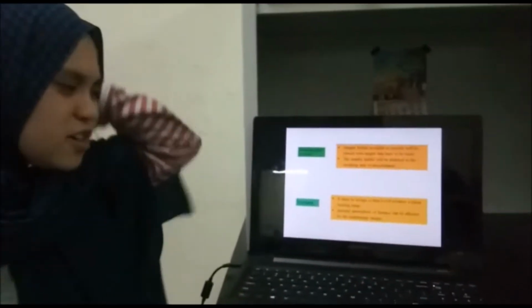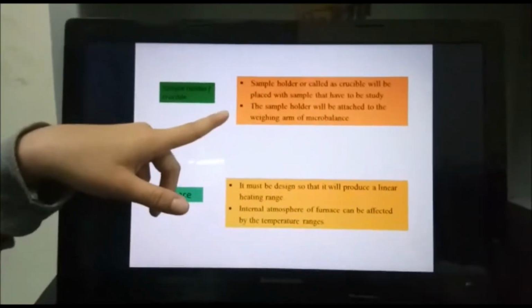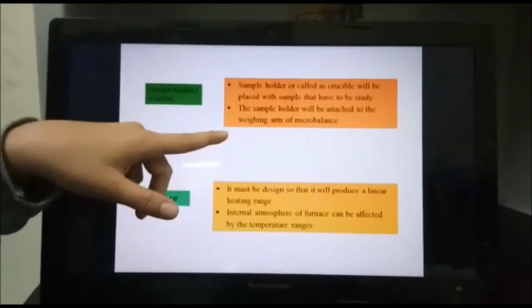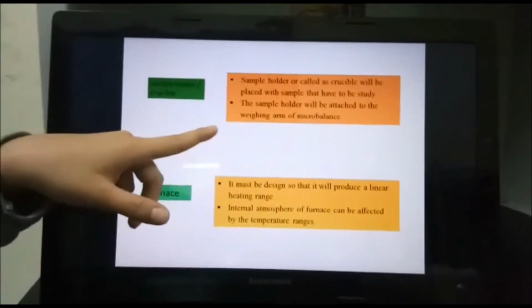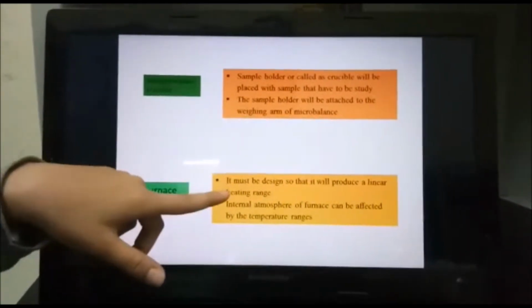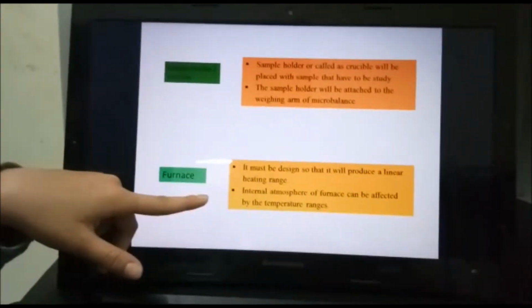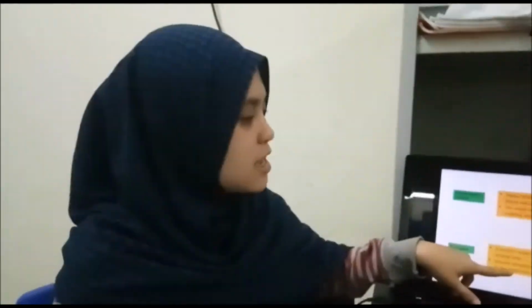And then the sample holder, called a crucible, will be placed with the sample that has to be studied. The sample holder will be attached to the weighing arm of the microbalance. And lastly, the furnace must be designed so that it produces a linear heating range, and the internal atmosphere of the furnace can be affected by the temperature range.